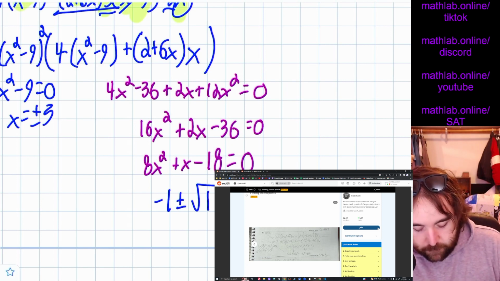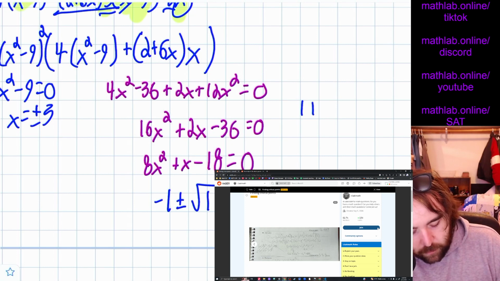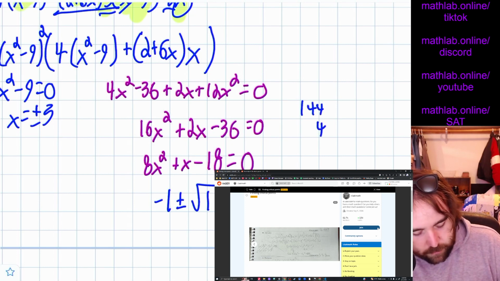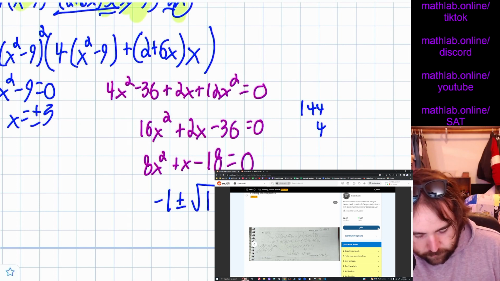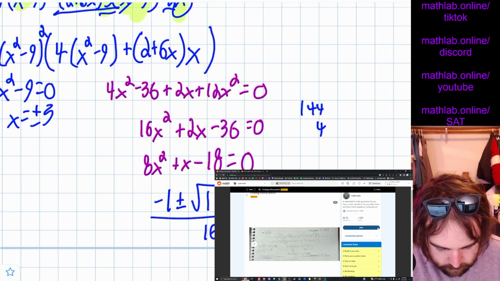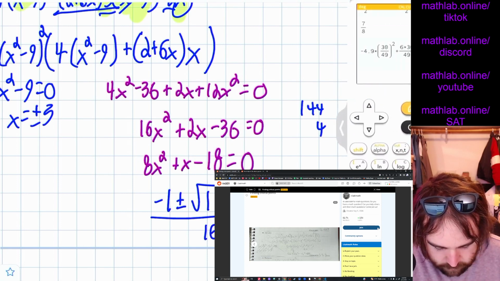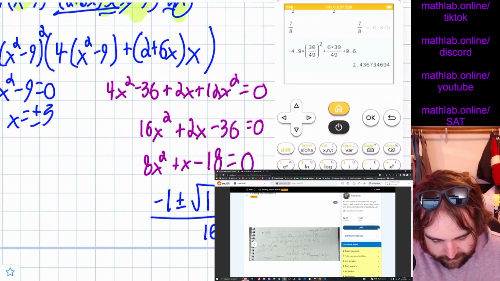So 144 times 4. Ooh. 144 times 4 is like 150 times 4, which is like 600 minus 16. So it's 584 over 16. I mean, there's no real reason to try to simplify that, honestly.